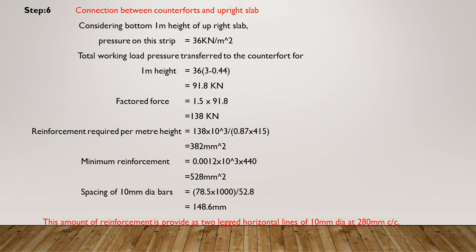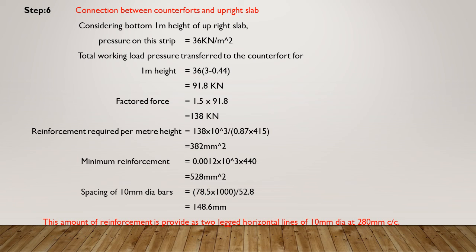Then reinforcement required per meter, so you need to multiply cross sections. So 138 into 10 power 3 divided by 0.87 into fy. fy is given in our question, so directly apply 415. So 382 mm square. Then minimum reinforcement is equal to 0.12 percent of cross sectional area. So apply the cross section and the 0.12 percent value. Then 528 mm square. Then we can provide 10 mm diameter bars.